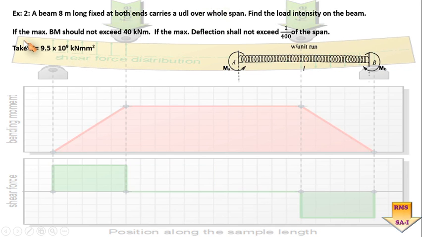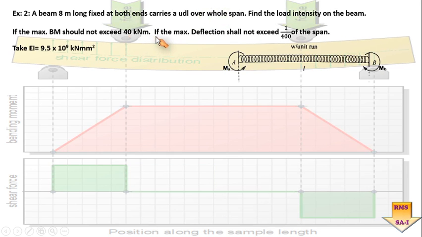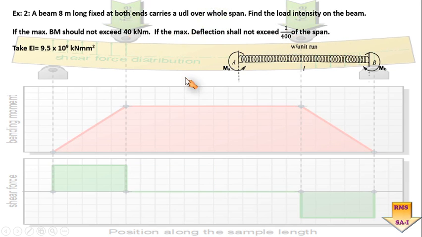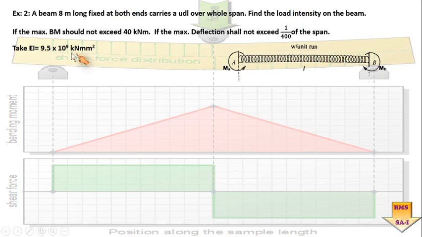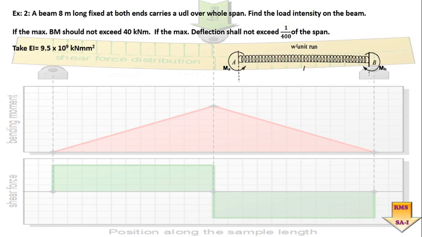Those conditions are: the first condition is that the maximum bending moment should not exceed 40 kilonewton meter, and the second condition is that the maximum deflection shall not exceed 1 by 400 of the span, and the value of EI is to be taken as 9.5 times 10 raised to 9 kilonewton millimeter square.